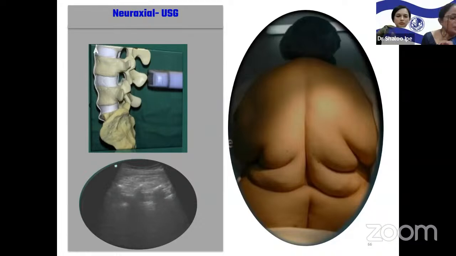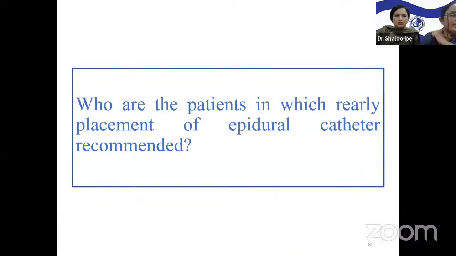Who are the patients in whom early epidural catheter placement is recommended? Early epidural placement can be done if we are anticipating a high chance of surgery, as in the case of a multiple pregnancy in unfavorable position. If the patient has a previous history of postpartum hemorrhage in the previous pregnancy, or the patient has a BMI more than 40 kilogram per meter square and an anticipated difficult airway, or if the patient gives a history of malignant hyperpyrexia.